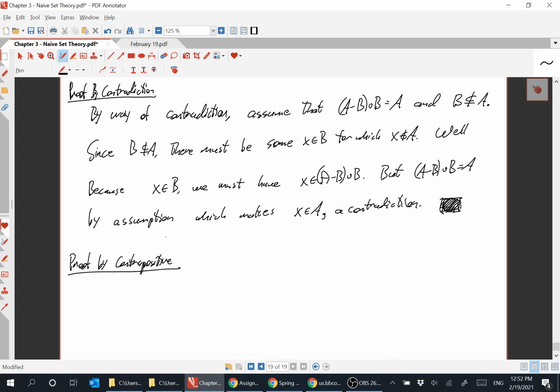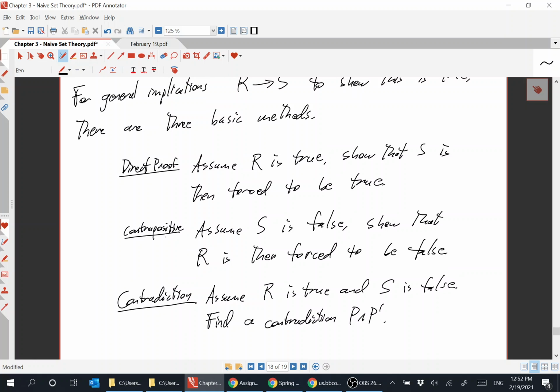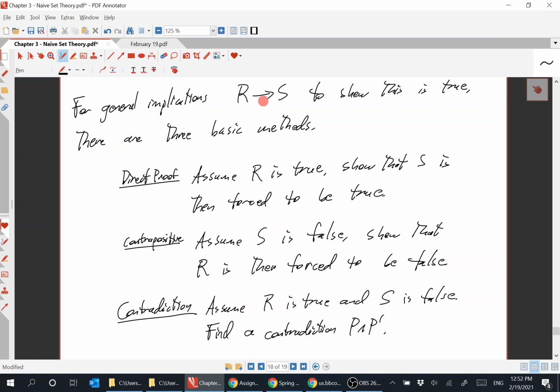Proof by contrapositive. So contrapositive is right here. You're trying to show R implies S is true. In contrapositive, you assume S is false, and show that R is then forced to be false. Again, the only time an implication is false is when the hypothesis is true and the conclusion is false. So you assume R is true, show S is forced to be true. Or, contrapositively, assume S is false, show R is forced to be false.